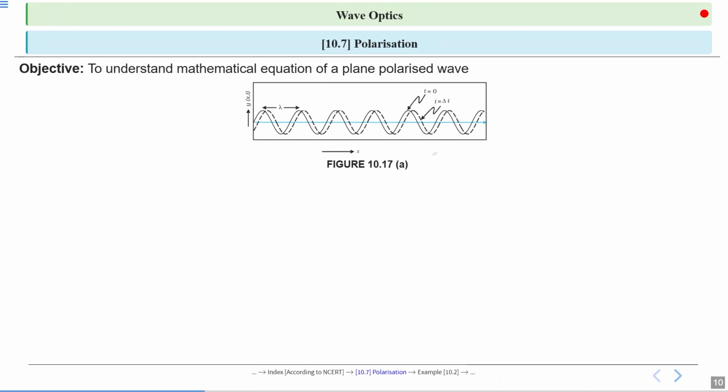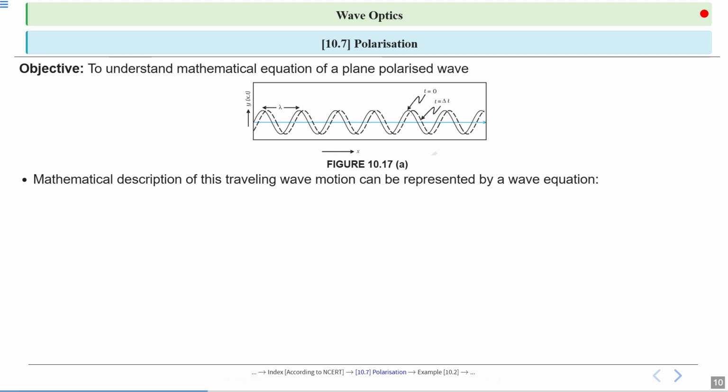Now we will study the mathematical equation of the plane polarized wave. Our objective is to understand how this wave is represented mathematically. So let's start by introducing the wave equation. This equation describes the motion of a traveling wave. It's important because it helps us understand how waves move through different media like a string or air.